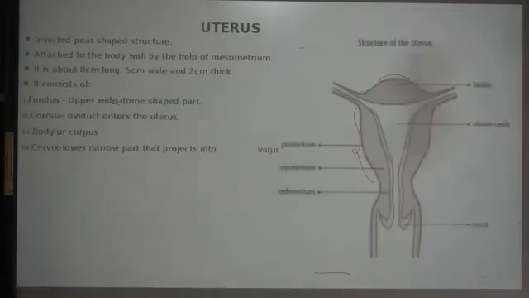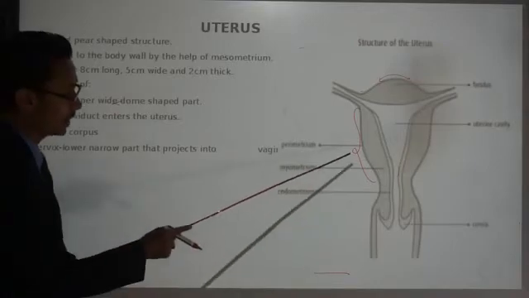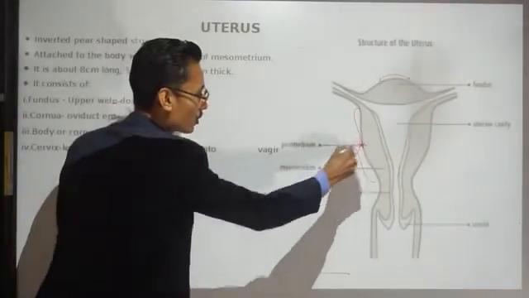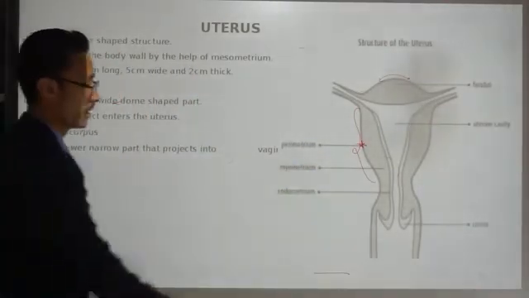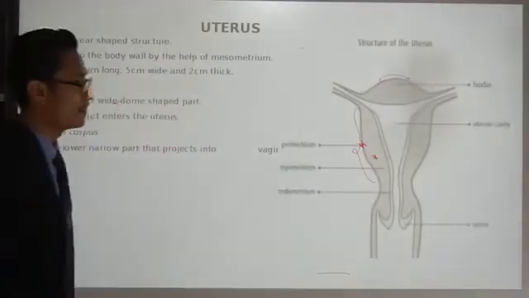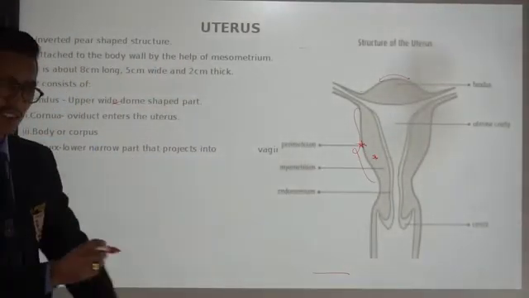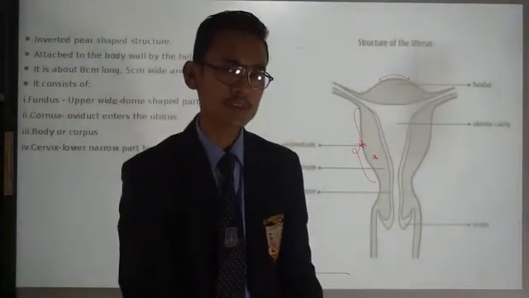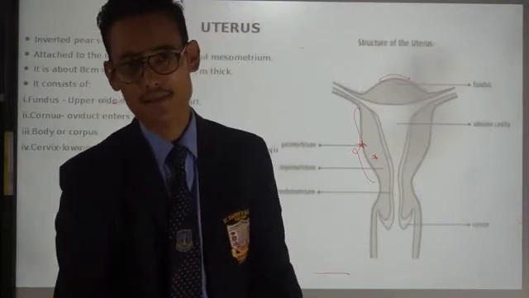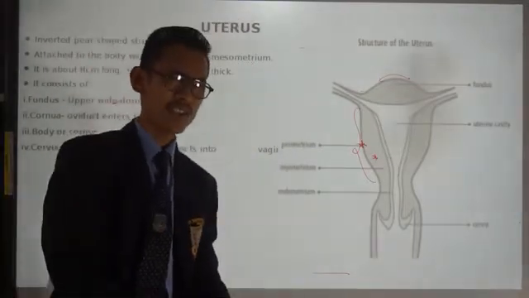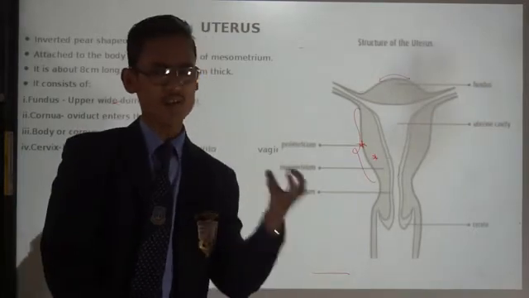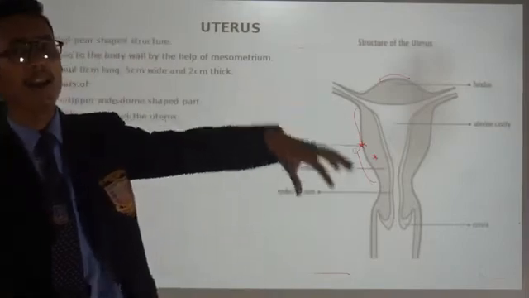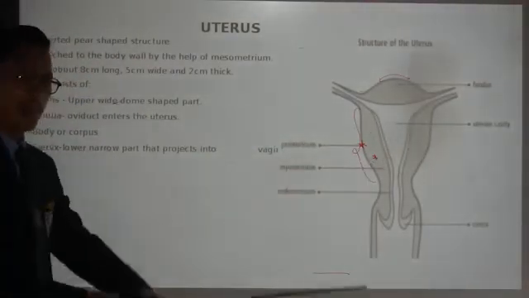So let's come back to the previous slide. Look over here. This outer layer is called the perimetrium. This middle layer is called the myometrium, which undergoes contraction during parturition. Now what is parturition? It is the process of the birth of the child. During parturition, the uterus has to undergo vigorous contraction, and this contraction of the uterus is mainly carried out with the help of the myometrium.